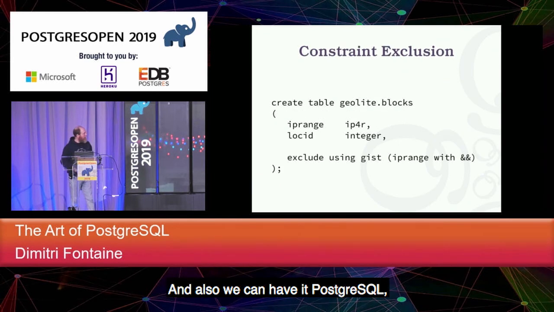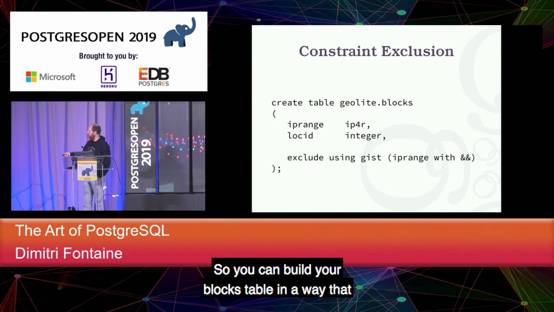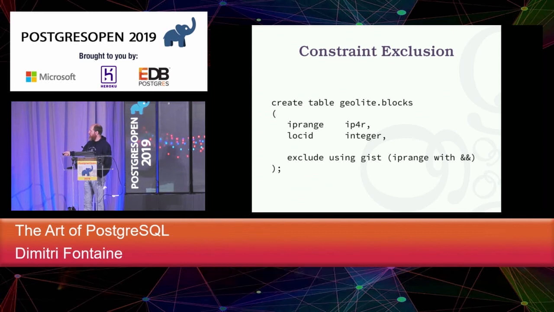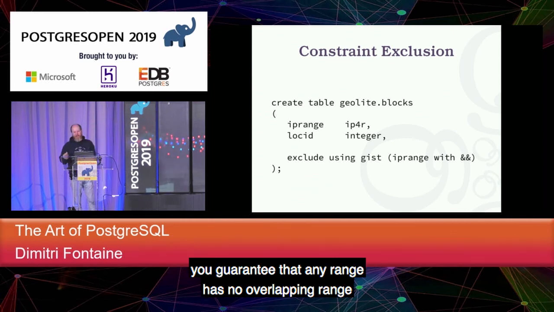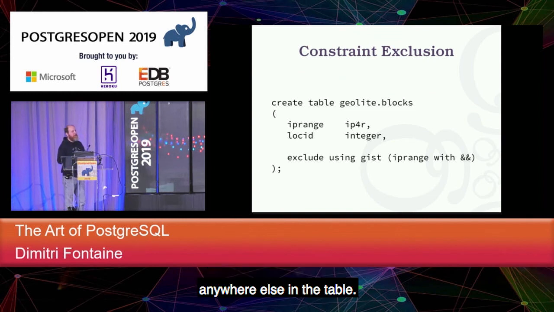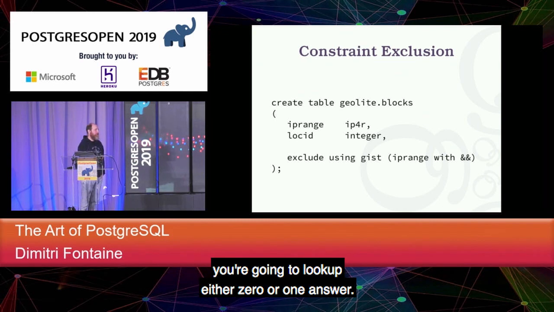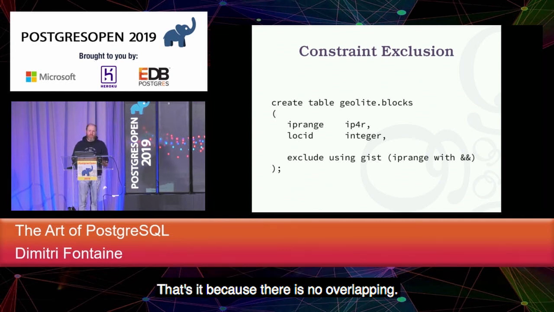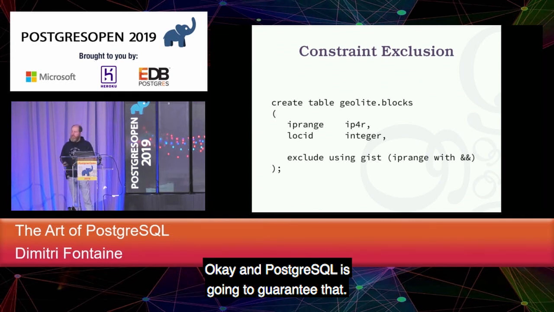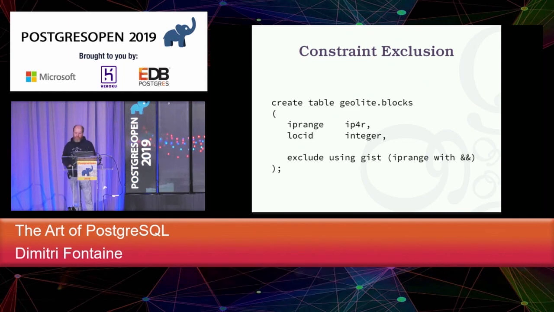That's easy. And also with PostgreSQL, we can have exclusion constraints. So you can build your blocks table in a way that you guarantee that any range has no overlapping range anywhere else in the table. So when you give it one IP address in the lookup, you're going to look up either 0 or 1 answer, because there is no overlapping. And PostgreSQL is going to guarantee that.